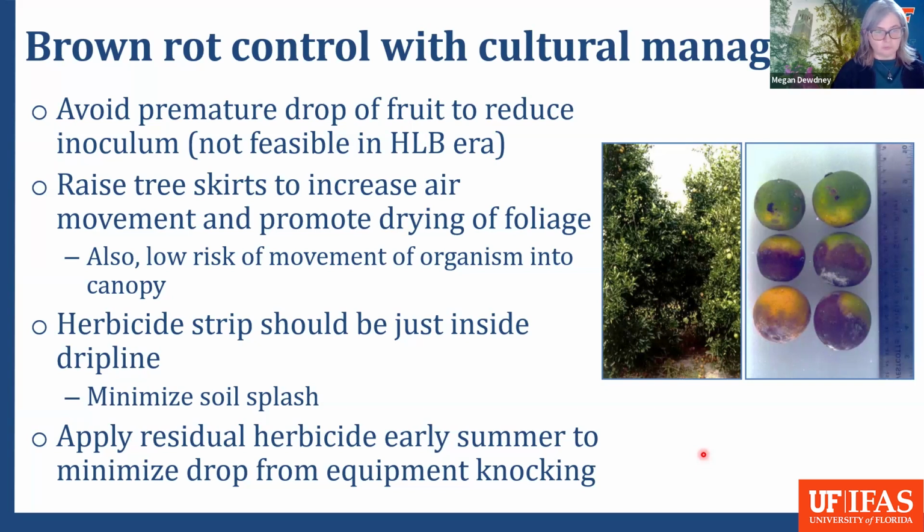You also lower your risk of movement of the organism into the canopy through splash off those fruit on the soil surface. Your herbicide strip should just be inside the drip line, minimizing your soil splash, because the organism can also splash straight from the soil. That soil hits the fruit, and then you have inoculum on the fruit. A residual herbicide in early summer is often recommended to minimize the herbicide booms coming through and knocking off younger fruit from the equipment, which could then become inoculated.